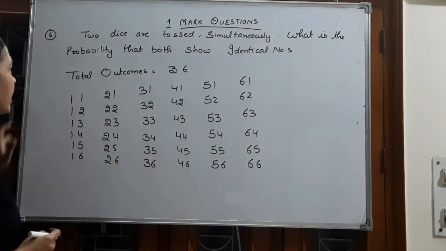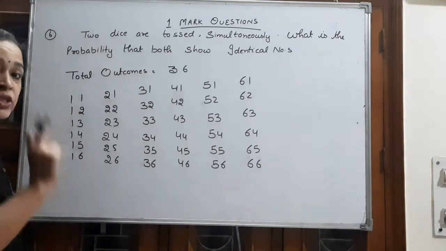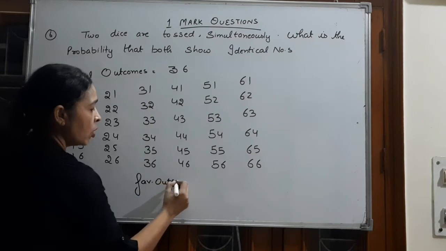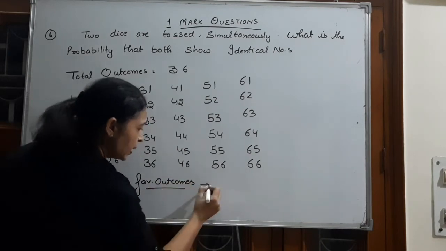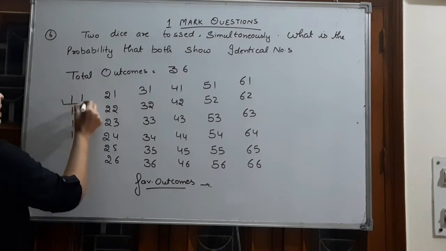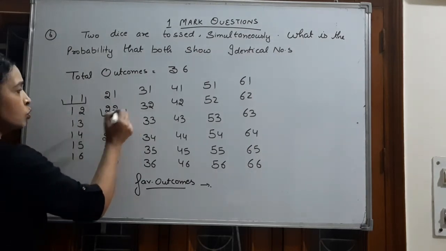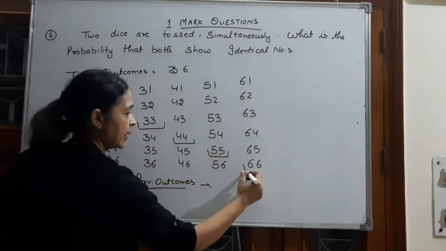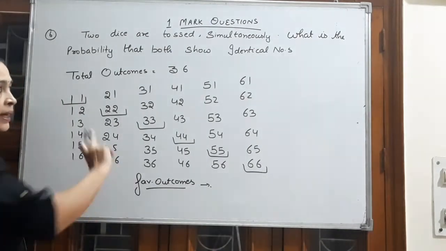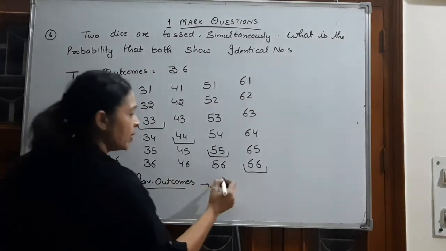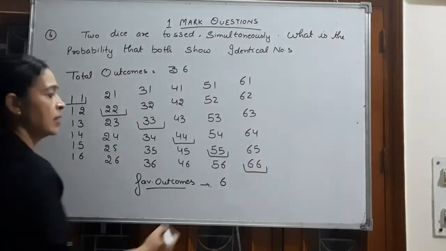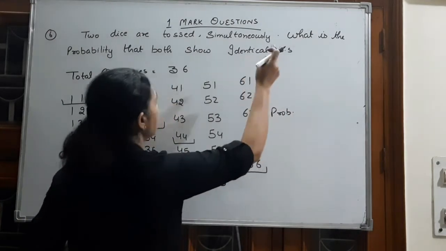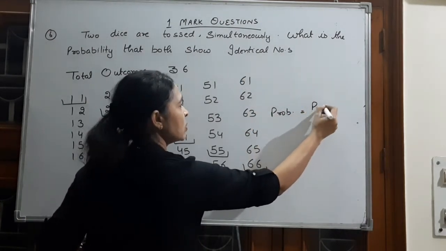Now what do we have to find? We have to find the probability that both dice show identical numbers. What will be our favorable outcomes? On both the dice we have to get the same number. Our favorable outcomes are 1 1, 2 2, 3 3, 4 4, 5 5 and 6 6. Identical numbers on both dice. How many favorable outcomes do we get? 6.